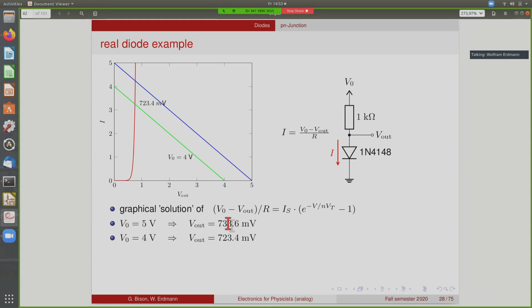733.6 millivolts. If now instead we change this voltage, for instance, we go down to 4 volts, then you get this equation. So here we have 4 volts minus V out divided by R, which gives you the green line here, and the intersection now is at 723 millivolts. So it has changed only 10 millivolts, although we have changed the supply by a whole volt. This is sometimes expressed in terms of a supply rejection ratio. So we look at how much this voltage changes as a function of the voltage change here, and we have 10 millivolts divided by 1 volt, so it's 1%.